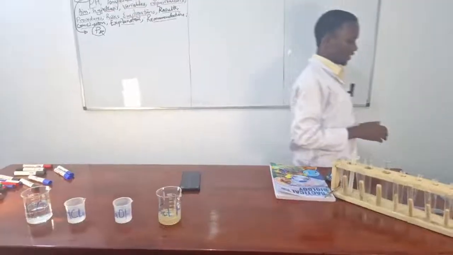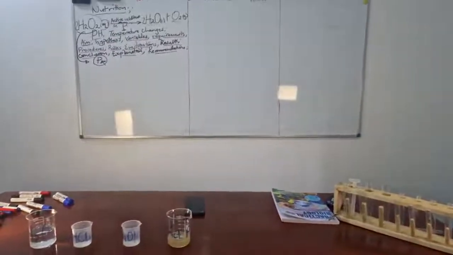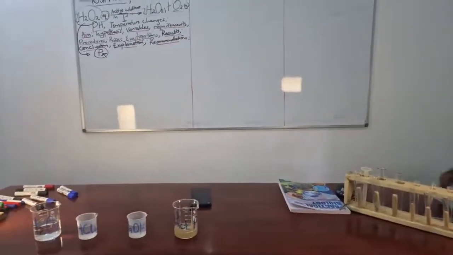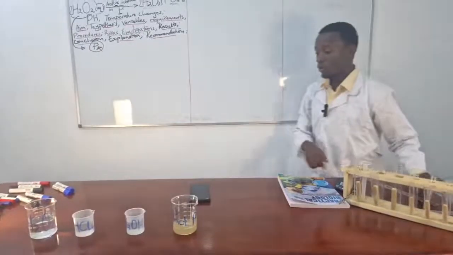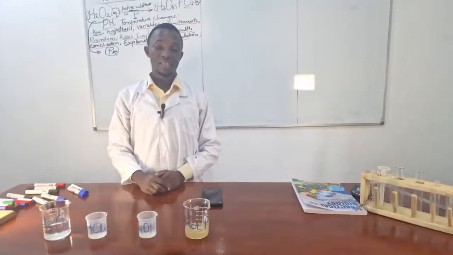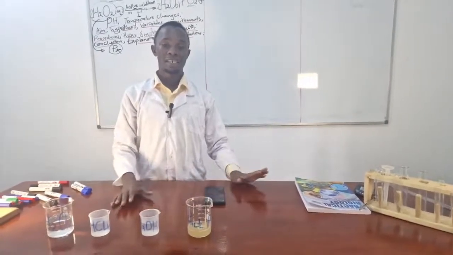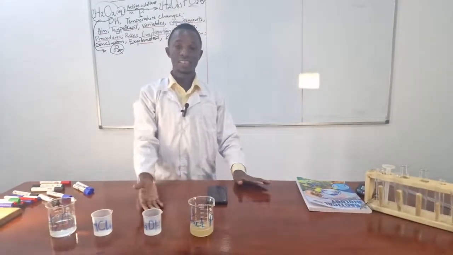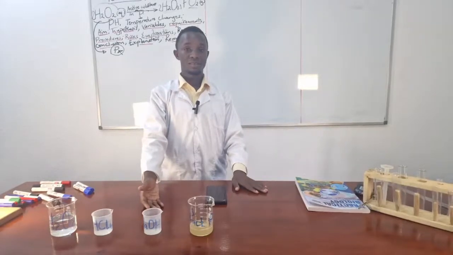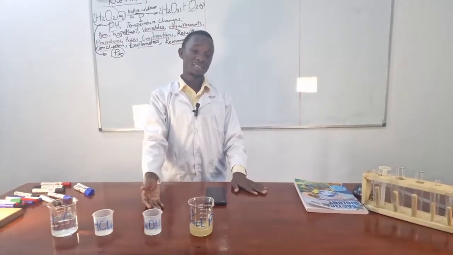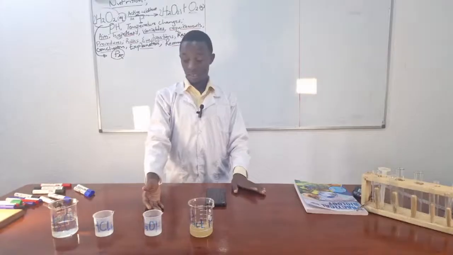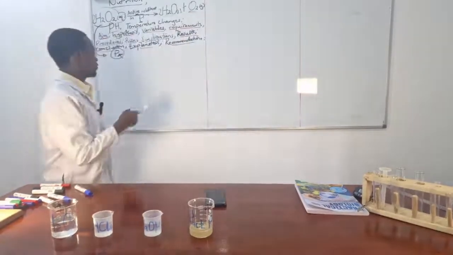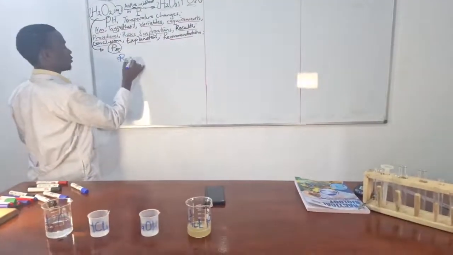To cut the story short, in a practical, there are process skill practicals. You can ask for any apparatus you may need that is not availed. You may ask for it. We have to state the aim. So let's start with the response.